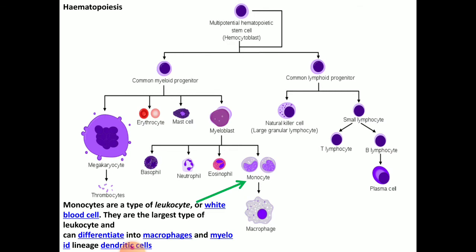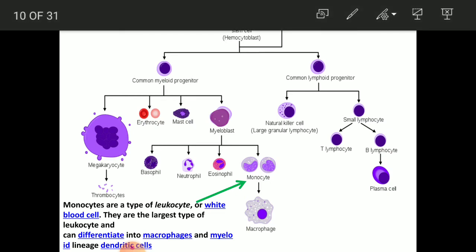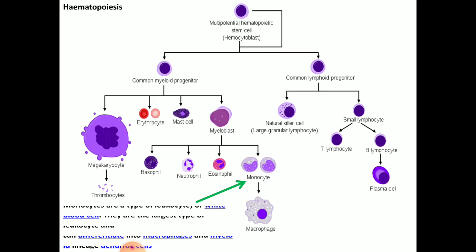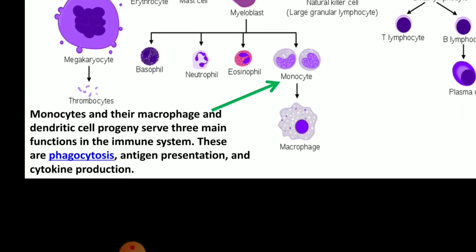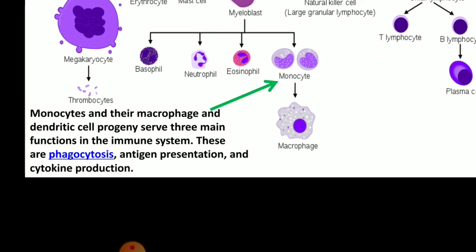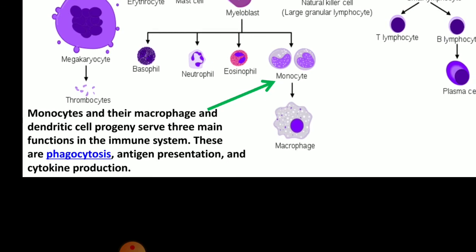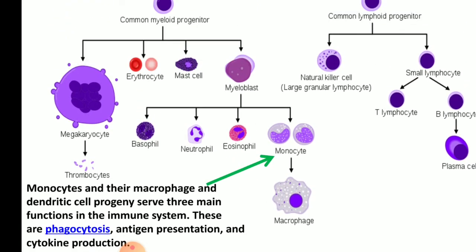So the monocytes, a type of leukocytes, are white blood cells. They are the largest type of leukocytes and can differentiate into macrophages and dendritic cells. Monocytes and their macrophage and dendritic cell progeny serve three main functions. Which are the three main functions? They are phagocytosis, antigen presentation, and cytokine production.